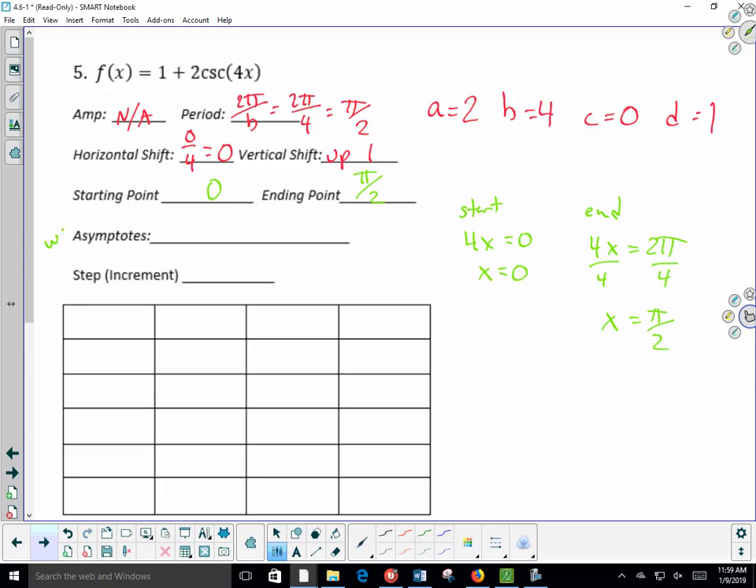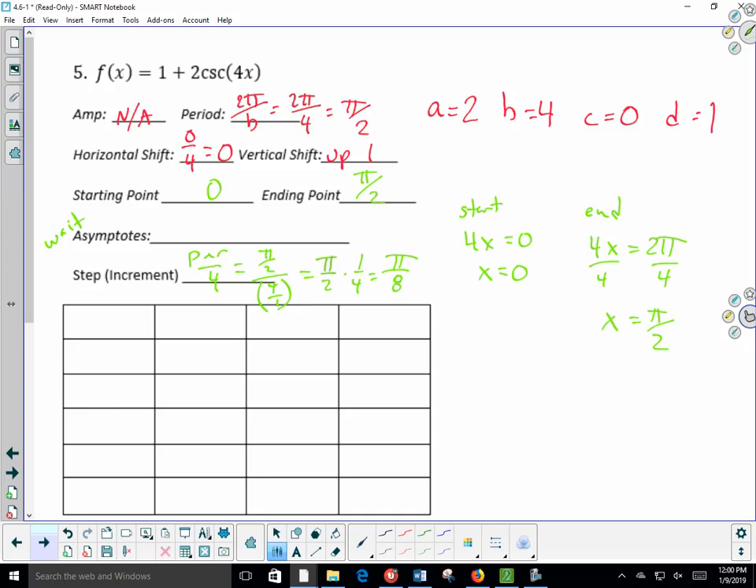Asymptotes, let's hold off on that. We're going to wait on that. All right, and the step is going to be the period divided by 4. So that's pi over 2 divided by 4, or think of that as 4 over 1. So that's pi over 2 times 1/4, which is pi over 8.